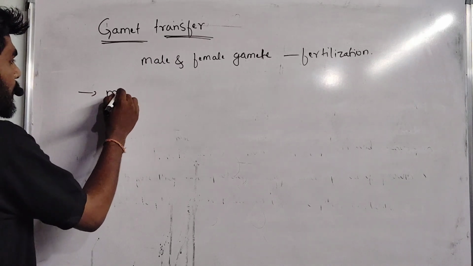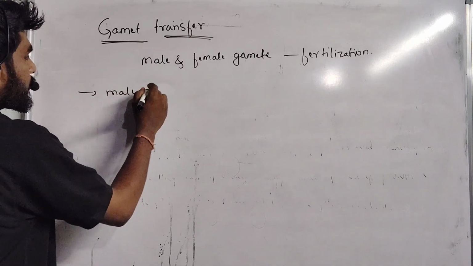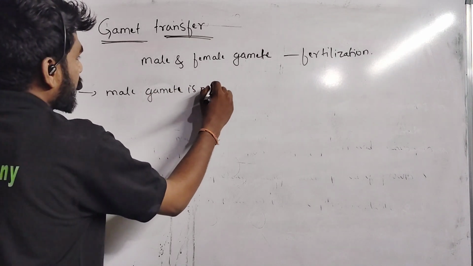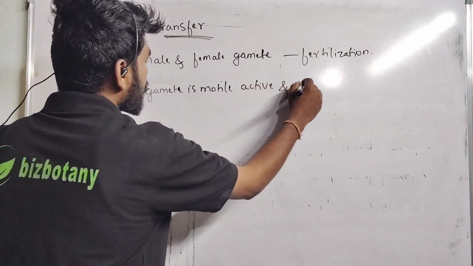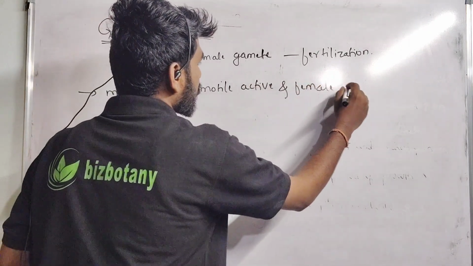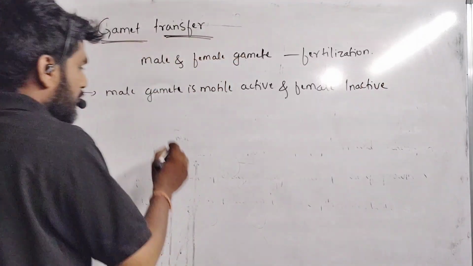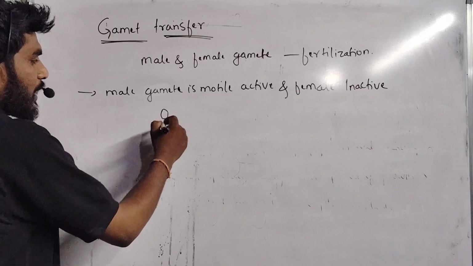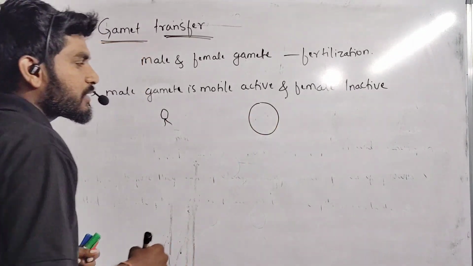In some cases you can see the male gamete is motile and active, and the female gamete is somewhat large and inactive. The male gamete is small and active, which contains flagella sometimes, but the female gamete is somewhat large and it is inactive.